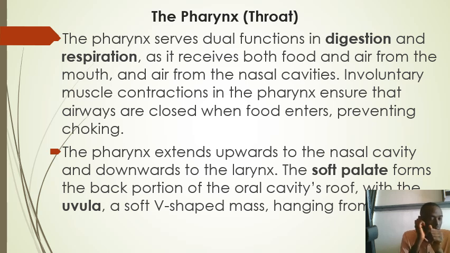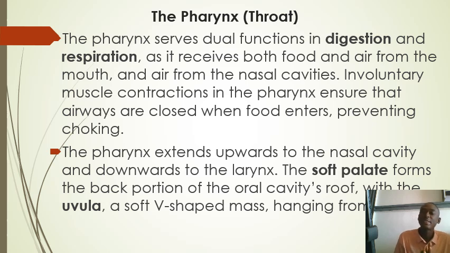After this we move to the pharynx now. This is the second of the major organs of the GIT. The first one is the mouth, the second one is the pharynx. The teeth and the salivary glands are accessory organs. Now the pharynx serves a dual function, in digestion and in respiration, as it receives both food and air from the mouth, and air from the nasal cavities. Involuntary muscle contraction in the pharynx ensures that the airways are closed when food enters, to prevent choking.